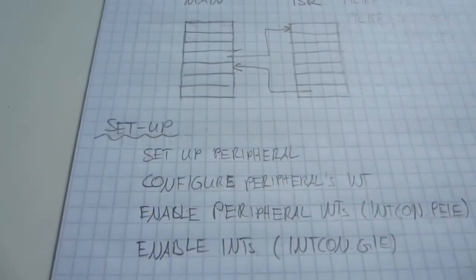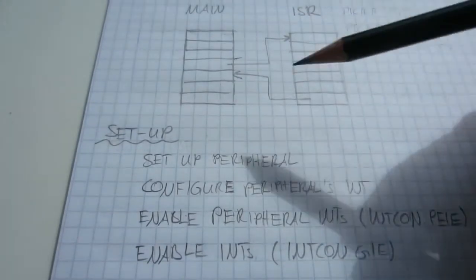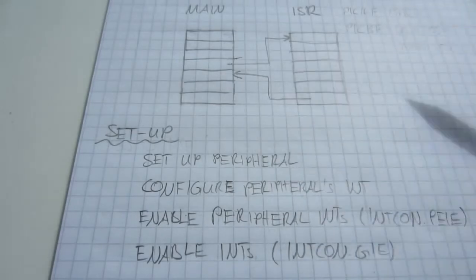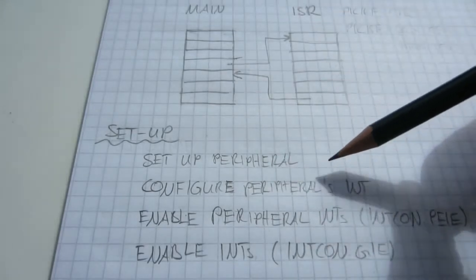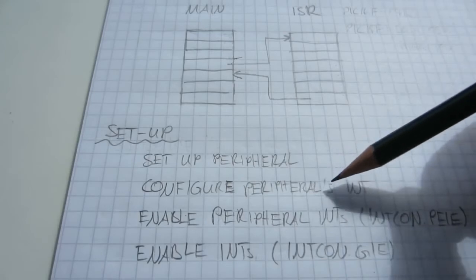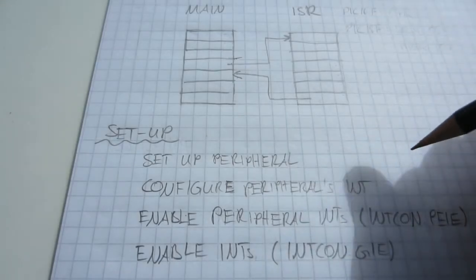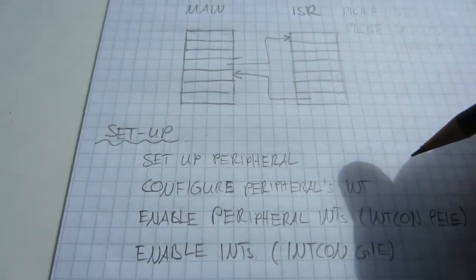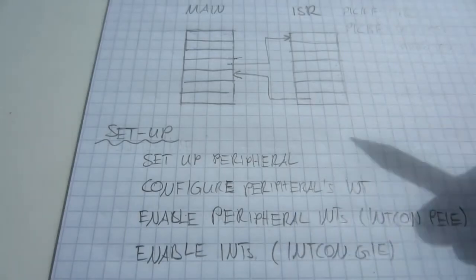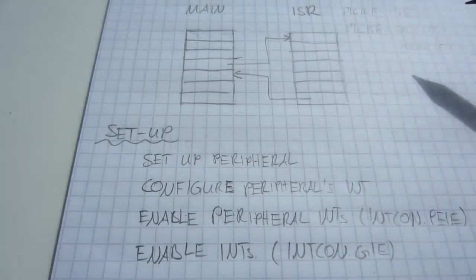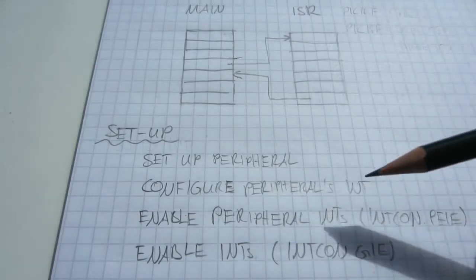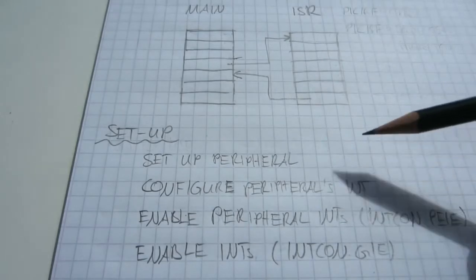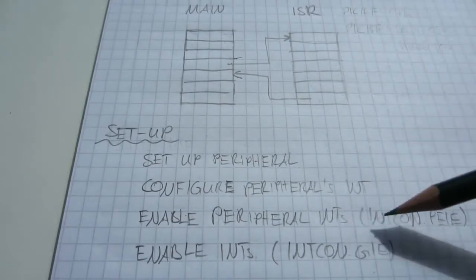Now, how do you set up interrupts? Generally, you will first set up your peripheral, say your timer that will generate an interrupt on overflow. Then you will configure the interrupt of the peripheral, so you will say enable the interrupt of this peripheral. So when you enable the peripheral interrupt, every time the peripheral sets its interrupt bit, it will actually jump to the interrupt vector. Then you will have to enable the peripheral interrupts, so that the peripheral interrupts will actually generate an interrupt.